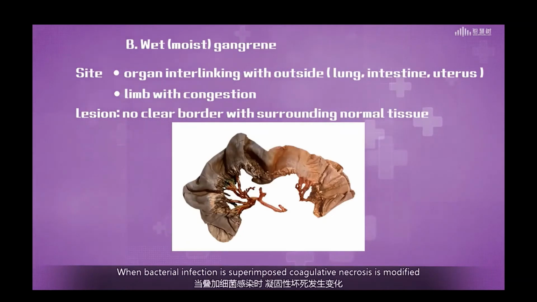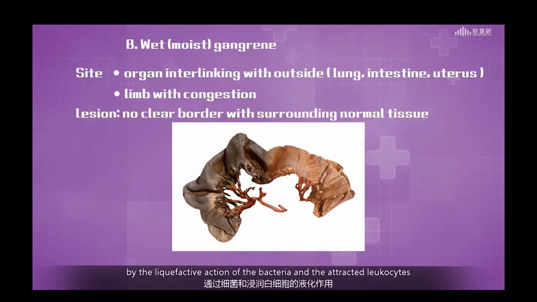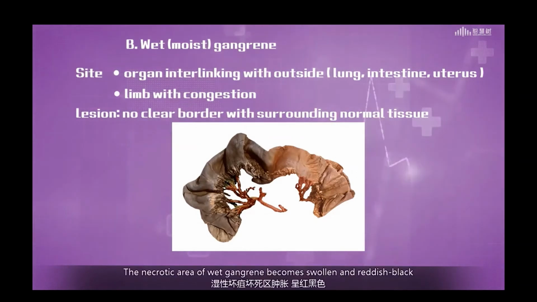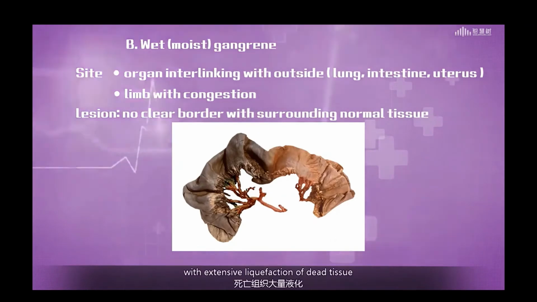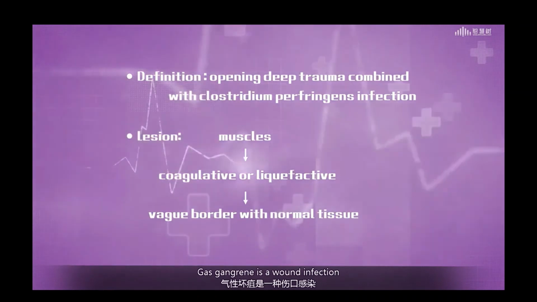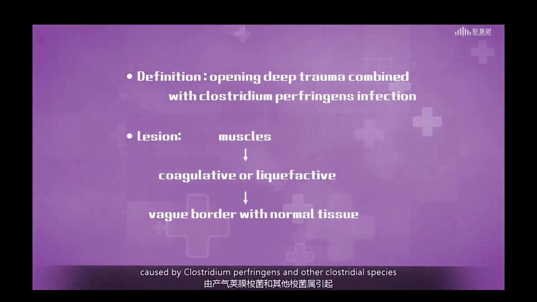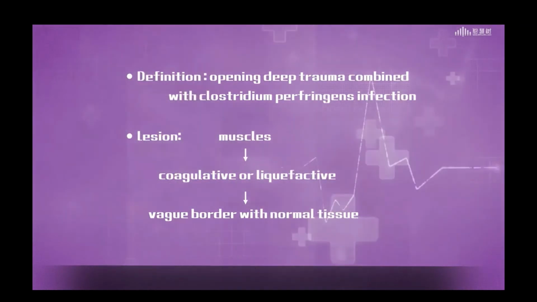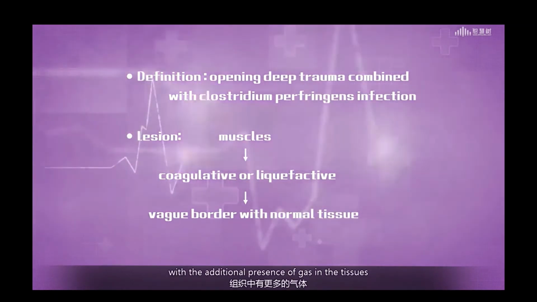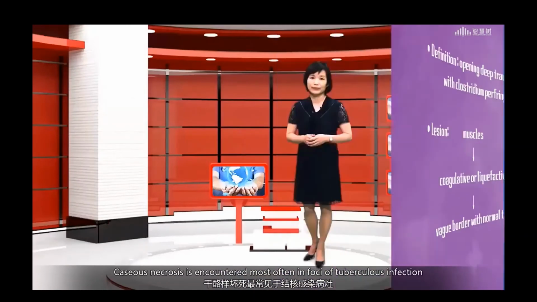When bacterial infection is superimposed, coagulative necrosis is modified by the liquefactive action of the bacteria and the attracted leukocytes. This is wet gangrene. The necrotic area becomes swollen and reddish black, with extensive liquefaction of the dead tissue. Gas gangrene is a wound infection caused by Clostridium perfringens and other clostridial species. The gross appearance is similar to wet gangrene, with the additional presence of gas in the tissue.